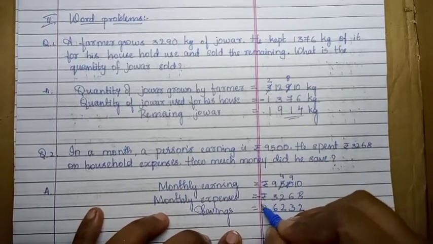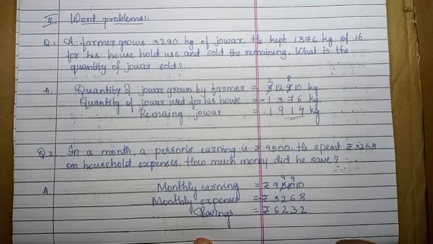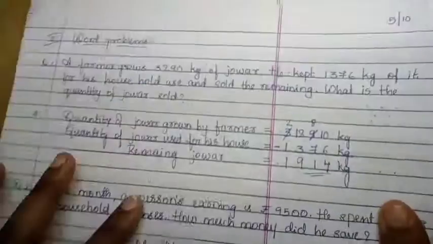Rupees 6,232 is his savings for this month. Understood, children? Let's go to the next question.